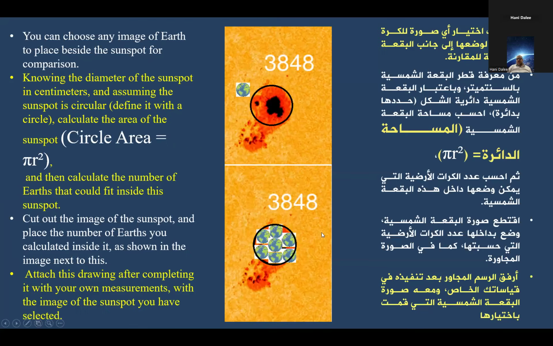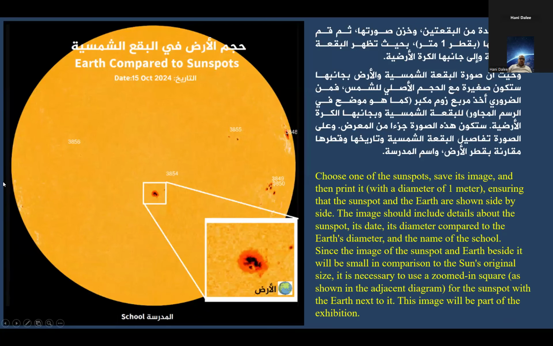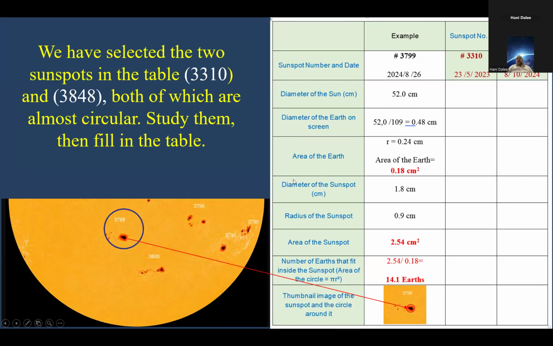Now, one tricky thing. As we said, you will make this board, a 1 meter board. You will print out and make a zoom in for the sunspot and put the real Earth. If it is 14 Earths, so this Earth will be one Earth, and you have to show me this zoomed square. And you have to write the name and the title, your school name, and so on. So everything is already given in the literature.